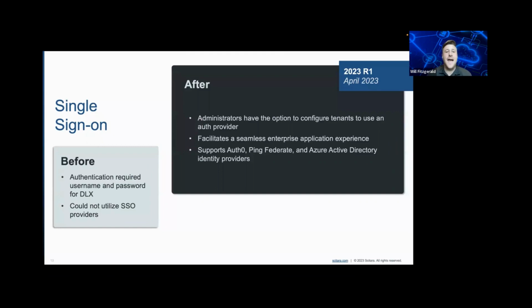So for customers that have an existing SAML provider, such as Auth0, Ping Federate, or Azure Active Directory, you can now integrate with those existing identity providers to be able to create a more seamless login process for users.